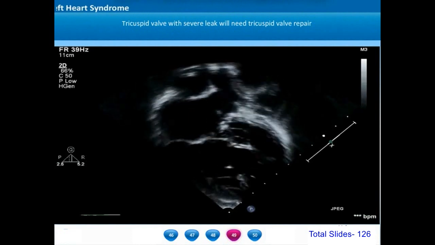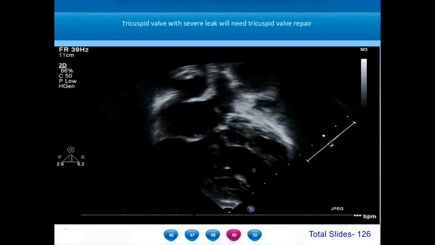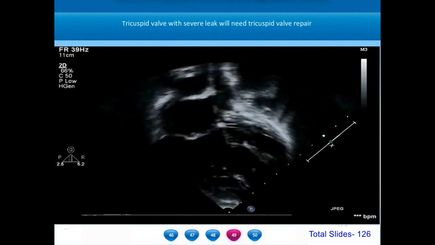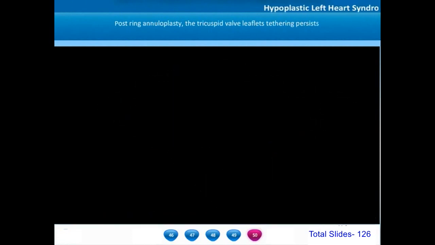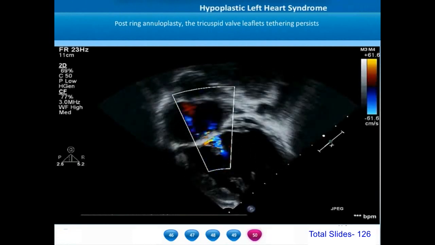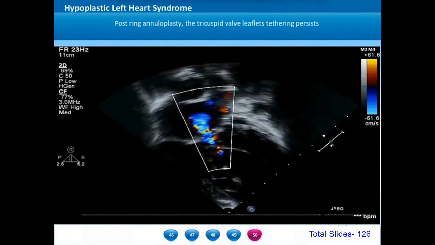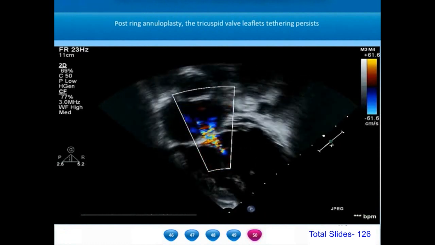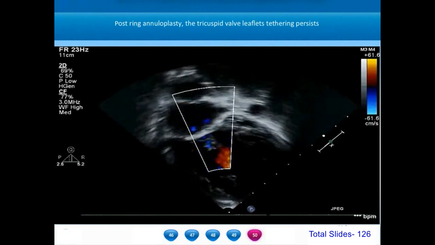This is often done with a suture annuloplasty or ring annuloplasty of the tricuspid valve to reduce the annulus, and this will partially correct the mechanism of tricuspid regurgitation. After a tricuspid valve ring annuloplasty, the tricuspid valve tethering will still persist. However, the quantum of tricuspid regurgitation will become marginally better.